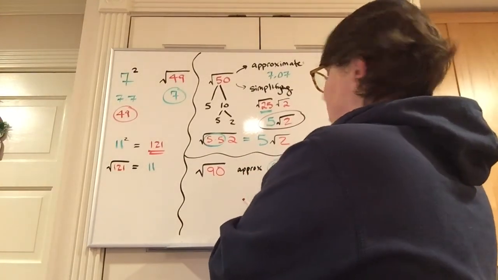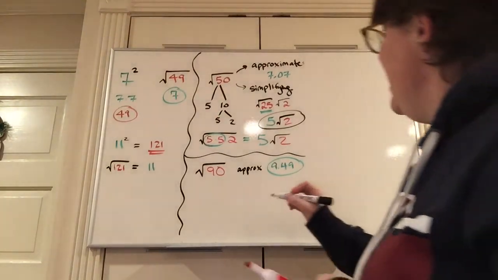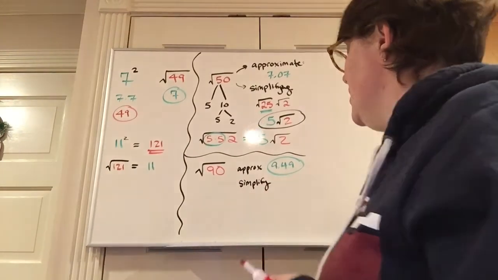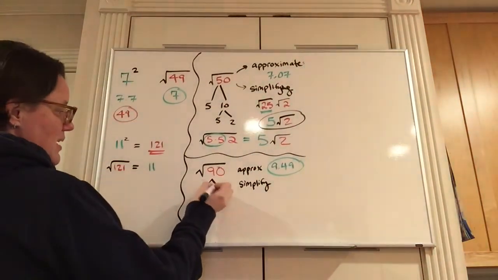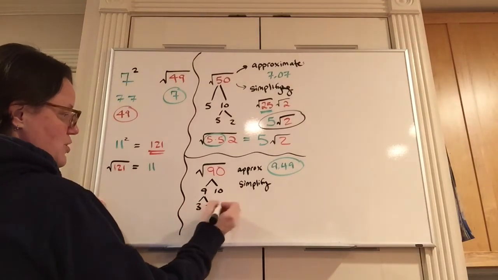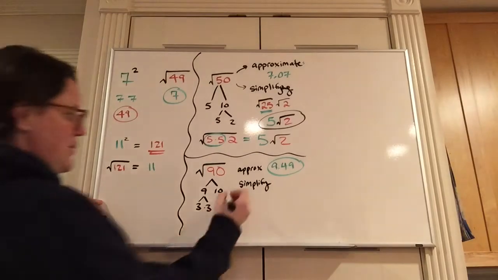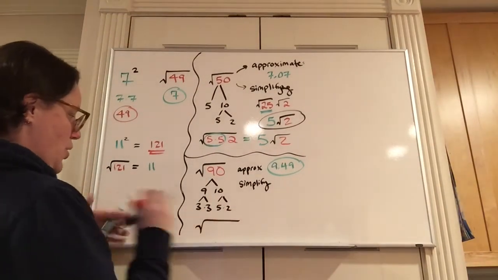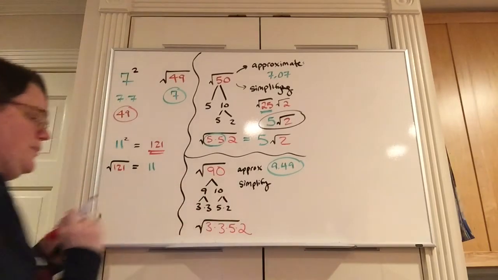9.49 times 9.49 gives me something really, really close to 90. If by contrast I wanted to simplify the square root of 90, probably my best bet is to make a tree. So I can say 90 is 9 times 10. 9 is 3 times 3. 10 is 5 times 2. So if I look at the prime factorization of 90, I am looking at the square root of 3 times 3 times 5 times 2.